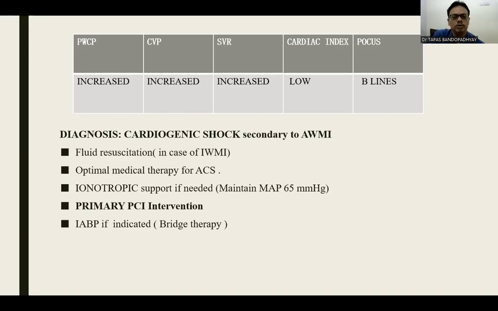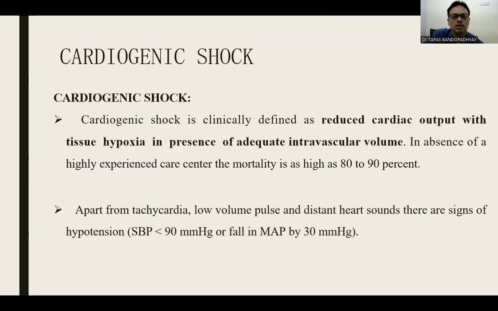But the definitive therapy for this patient must be revascularization in the form of PCI. This is a case of coronary artery disease, so urgent primary coronary intervention is the treatment of choice, and it will reverse the hemodynamics found in cardiogenic shock. Now, cardiogenic shock is clinically defined as reduced cardiac output with tissue hypoxia in presence of adequate intravascular volume. Earlier the mortality was high, now the mortality has been reduced to 50% or less, but the mortality may be as high as 80 to 90% in the absence of a highly experienced care center.